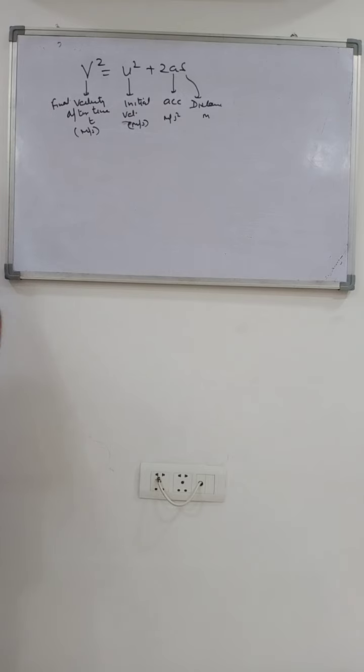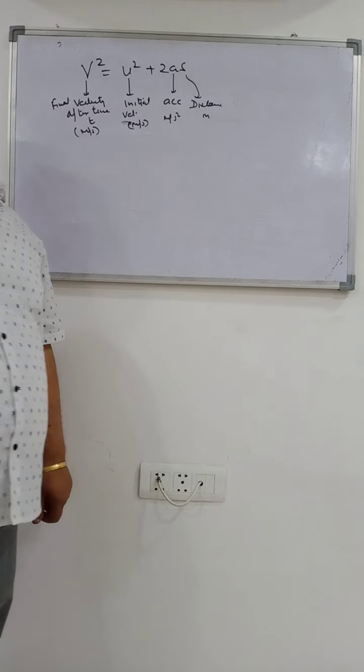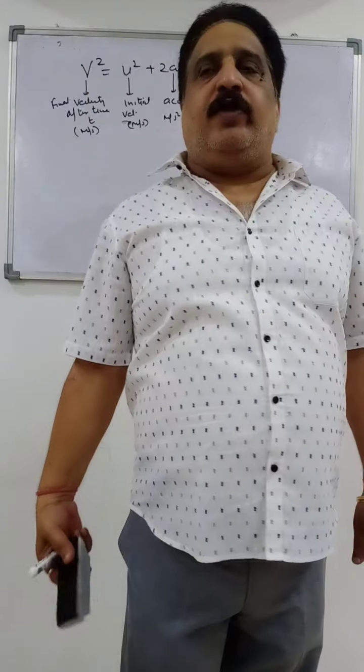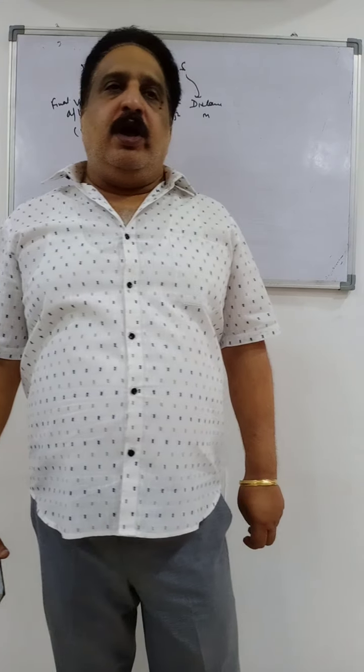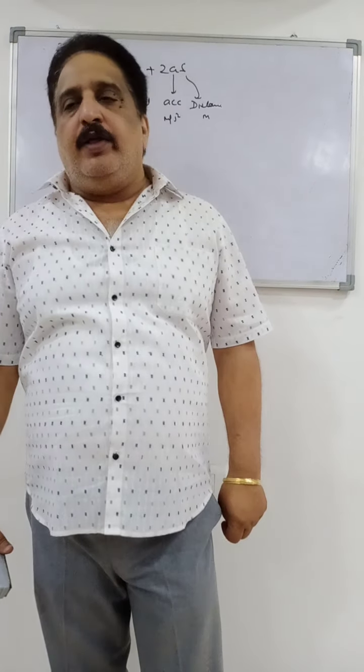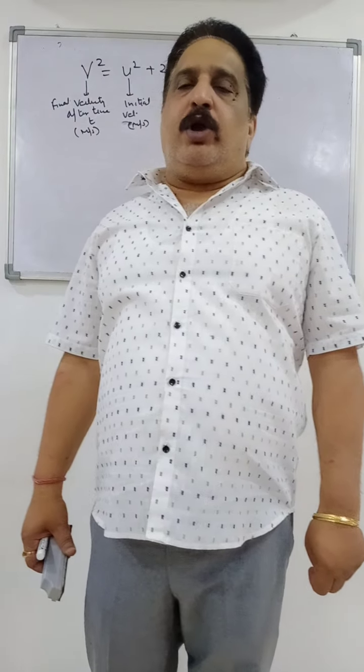V square is equal to U square plus 2AS. So you have arrived at three equations. The first being V is equal to U plus AT. The second being S is equal to UT plus half AT square. And the third being V square is equal to U square plus 2AS.